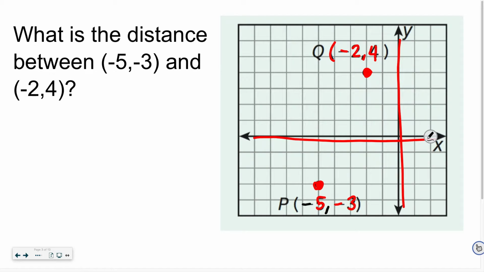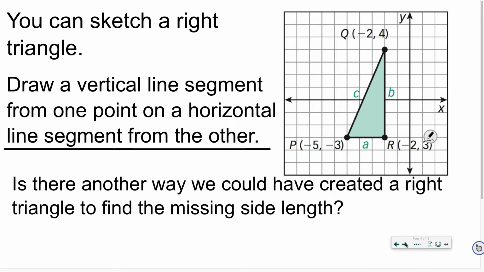So we're going to figure out the distance between this point here, -5, -3, and this point here at -2 and 4. So we're really going to find that line between them, how far away it is. But we're going to do it without drawing a triangle. We could have done this. This is what we looked at yesterday.